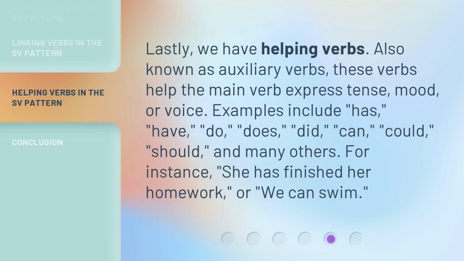Lastly, we have helping verbs. Also known as auxiliary verbs, these verbs help the main verb express tense, mood, or voice. Examples include has, have, do, does, did, can, could, should, and many others. For instance, she has finished her homework, or we can swim.